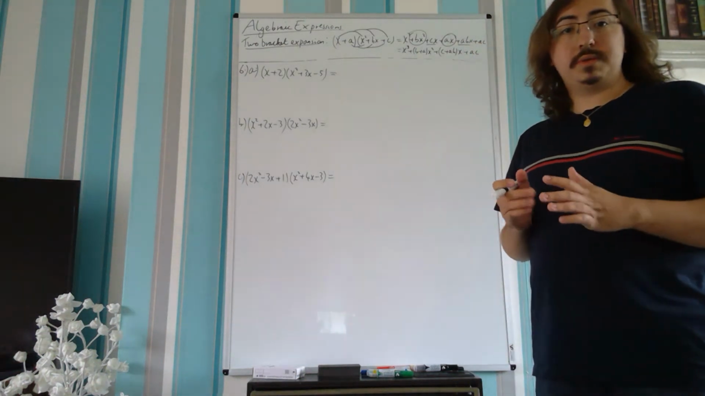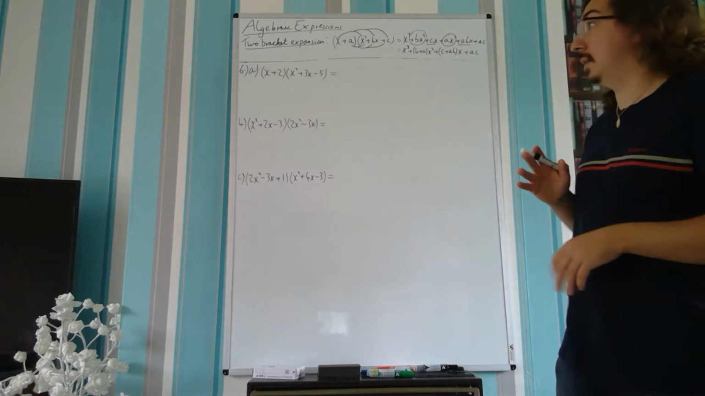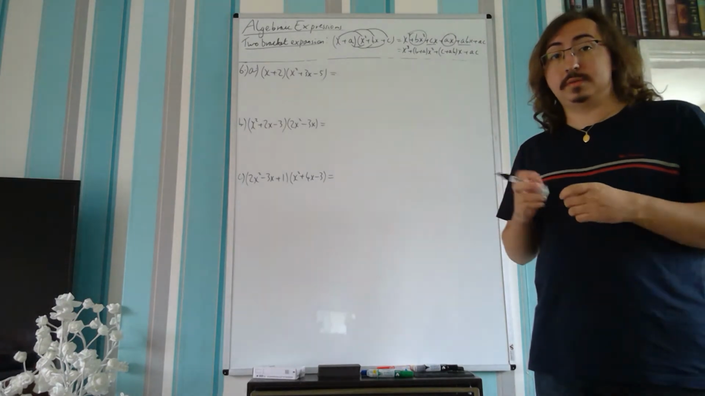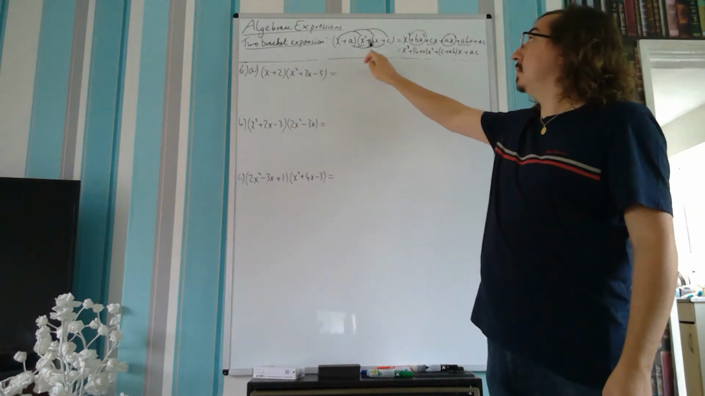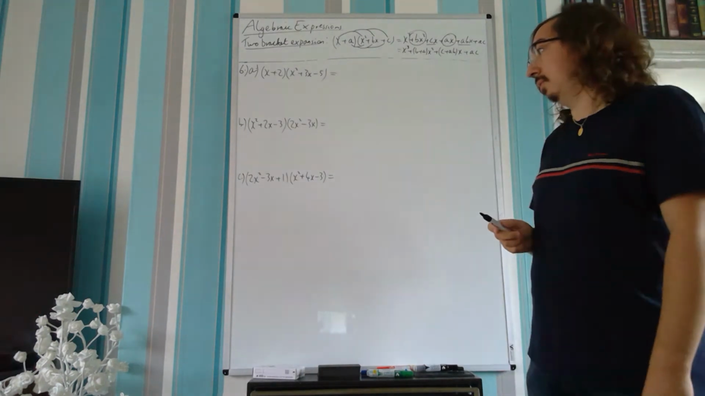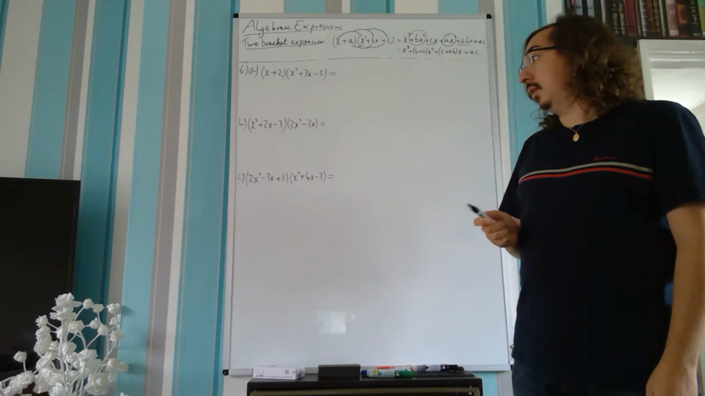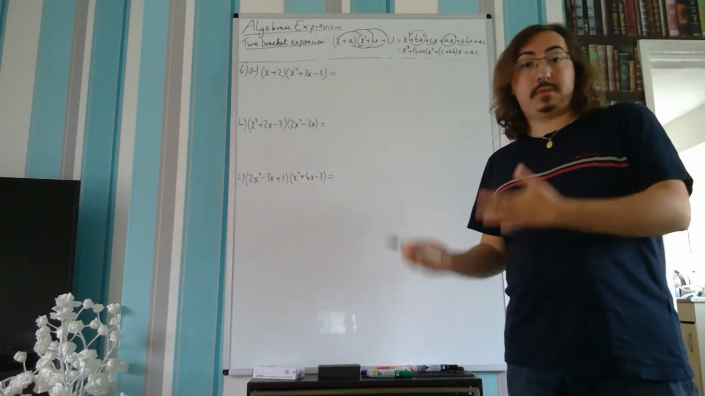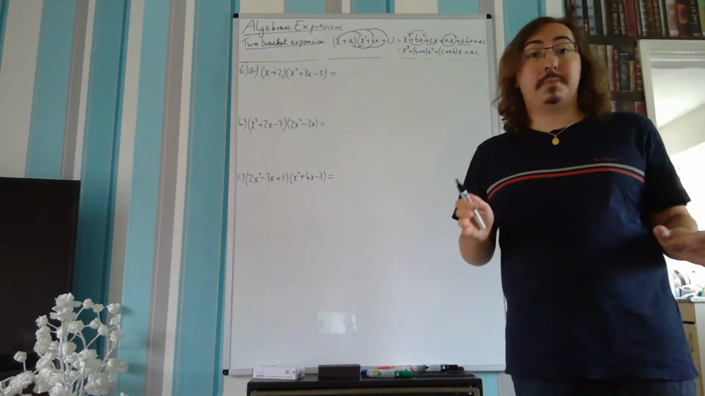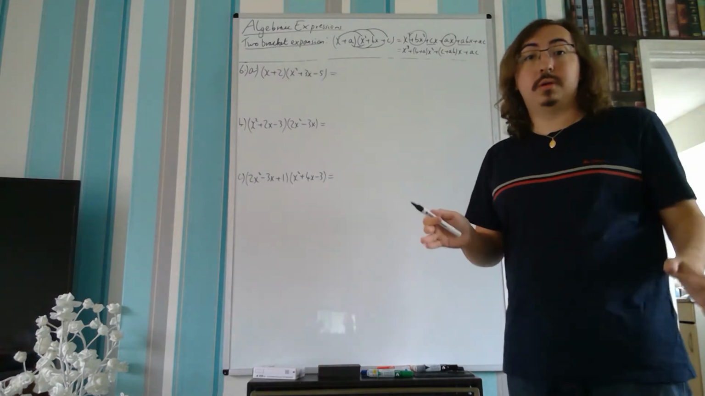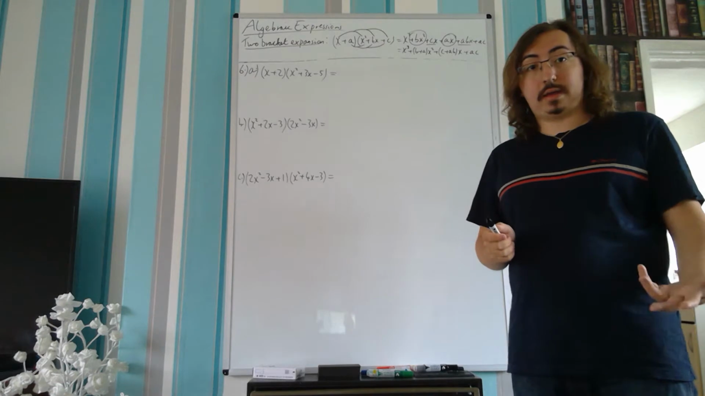In this video, we're going to look at some slightly more complicated two-bracket expansions, such that we might have a two-term bracket times a three-term bracket, for example, or later, a three-term bracket times a three-term bracket, and so on. And you can then extrapolate this to apply this to any number of terms or any number of brackets.